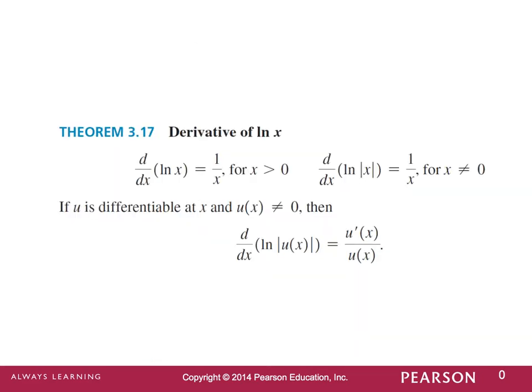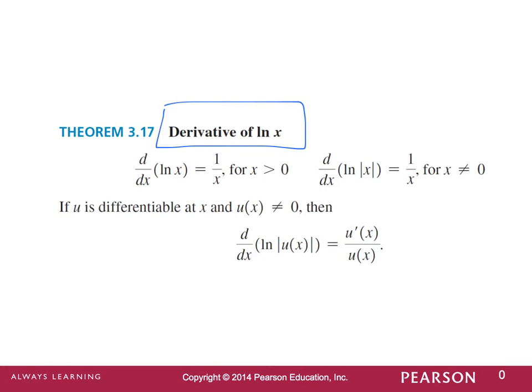So from that analytical derivation and the graphs, we can come up with a rule for the derivative of the natural log of x. Anytime we have just the plain natural log of x, the derivative is 1 over x for x greater than 0, and the derivative of the natural log of the absolute value of x is 1 over x for all x values not equal to 0.